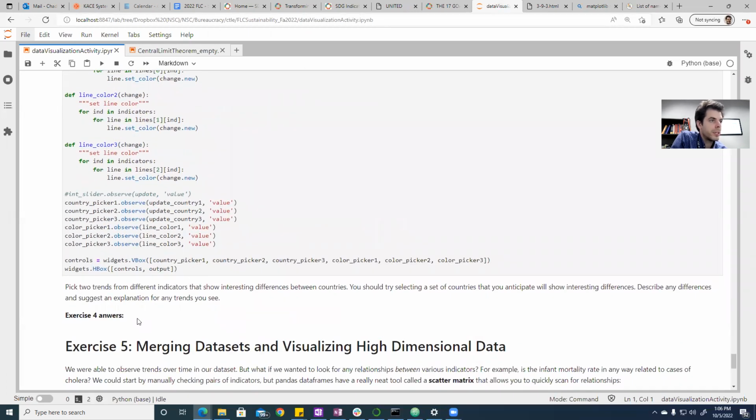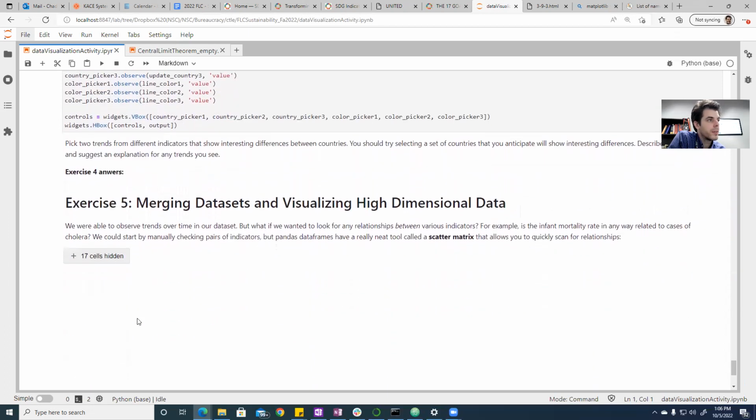I do want you to try to pick 2 trends showing differences between countries. Maybe be selective in the countries you try to pick, right? Maybe pick some kind of theme. Maybe you want to look at countries from the same continent, or maybe you want to compare countries from different continents. Maybe you want to compare large and small countries, or any kind of combination of things like that that you might think is an interesting set to compare.